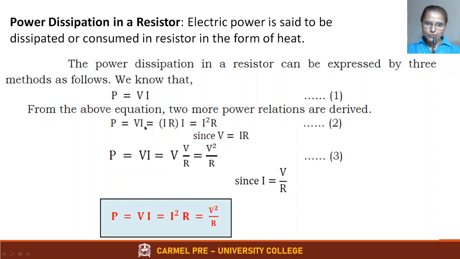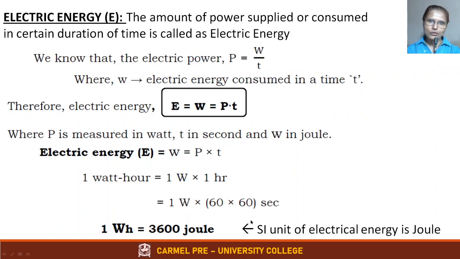Or if you substitute for V by R, then it will become V squared by R. So we can have power in three expressions: product of voltage and current, or I squared into R, or V squared by R. Whichever parameter is given, you can calculate the power. That is the whole idea. Remember these equations, we will use them again in problem solving.